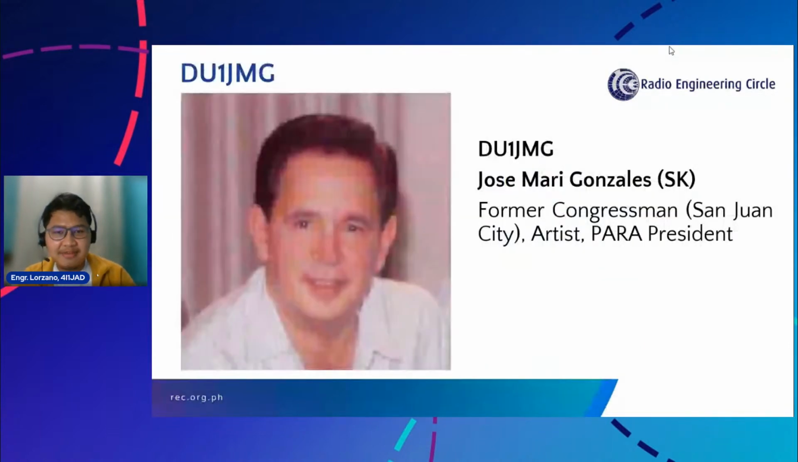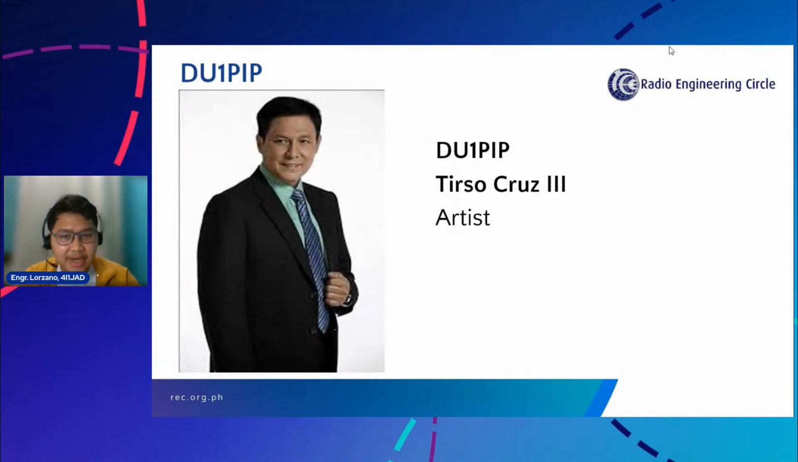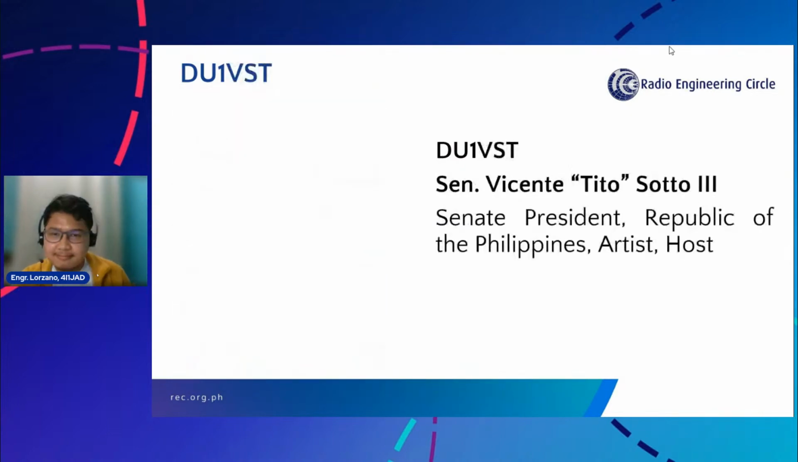So aside from us, there are a lot of ham radio enthusiasts who are notable personalities. For example, here is Delta Uniform 1, Juliet Mike Gold, which is Jose Marie Gonzalez, a former congressman of San Juan City, also an artist and a former vice president. Delta Uniform 1, Papa India Papa, is also known as Tirso Cruz III, also an artist.